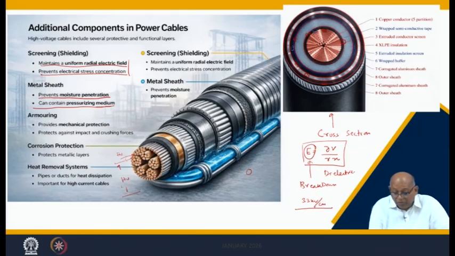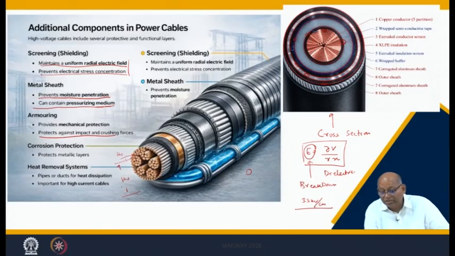And then armoring is here. So, this armoring you can see here is armoring, here is armoring. This armoring provides mechanical protection and protects against impact and crosses. For example, the external armoring here will protect against impact. If there is an impact on the outer side, you basically prevent it.